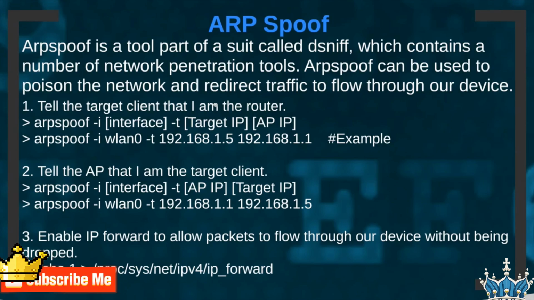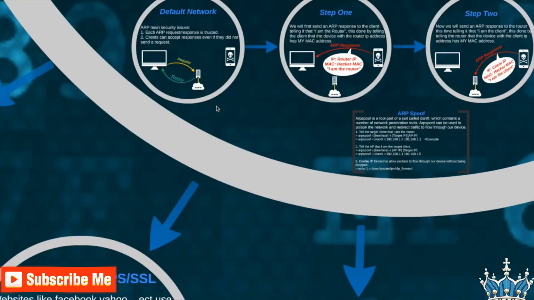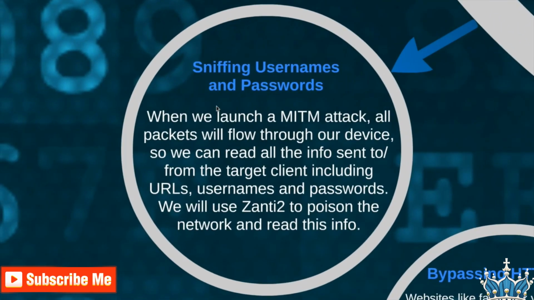Now that we know how to do ARP spoofing and becoming the man in the middle using ARP spoof, we're actually not going to use it anymore. As I said, we're going to use a tool called Zanti2. Now, we've actually used this before to discover all the connected devices. We're going to see now how to use it to do man in the middle attacks using ARP poisoning.